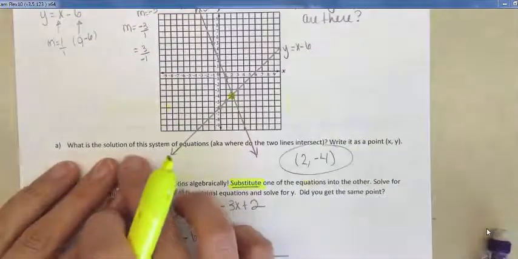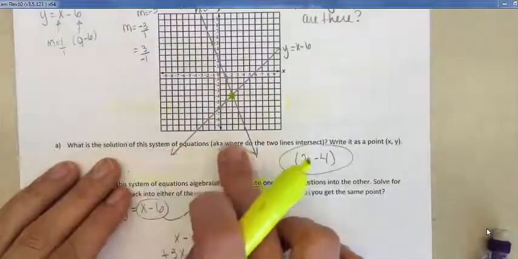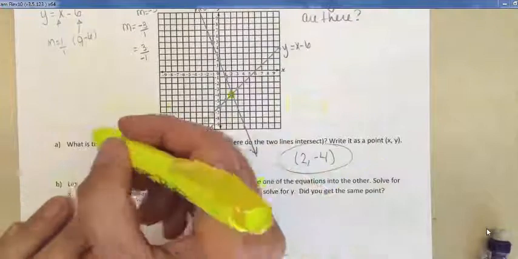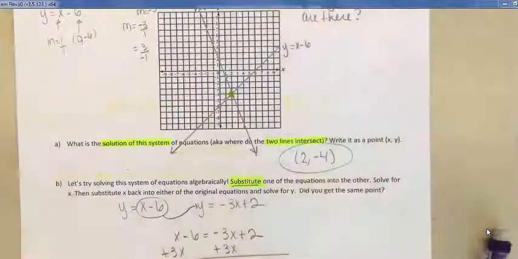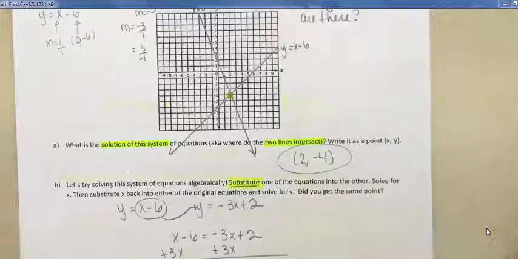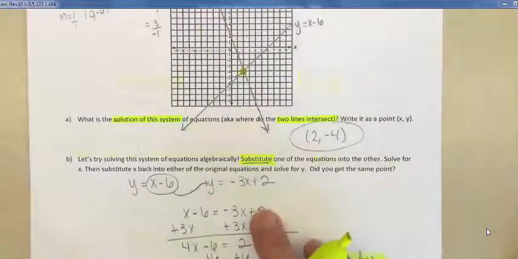Maybe we can highlight this. What is the solution of the system? AKA, where do the 2 lines intersect? So the solution of a system is where the 2 graphs, in this case lines, intersect. Okay, we use the substitution property to help us with that.